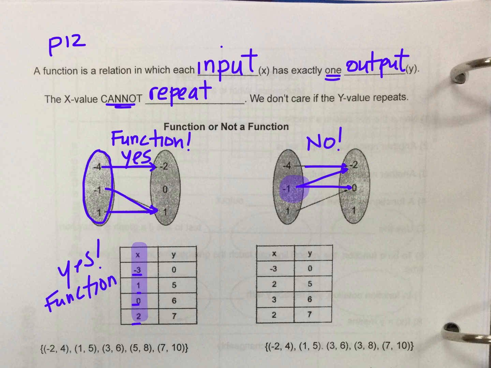Let's look at the x values in the other table. All we care about are x. We don't care about y. I have a -3, 2, 3, and a 2. Do you see where that 2 just repeated? That is illegal. No, this is not a function.